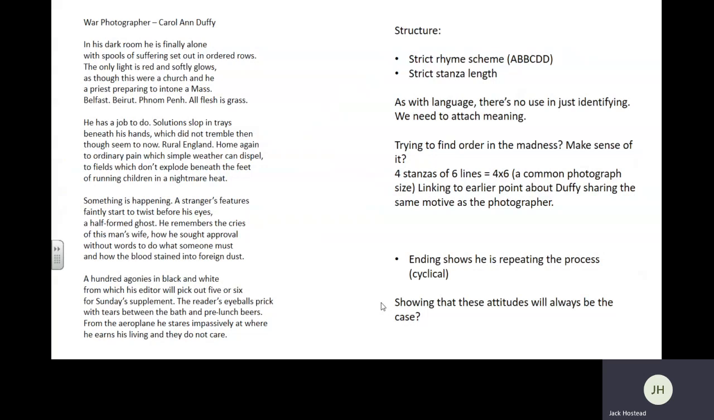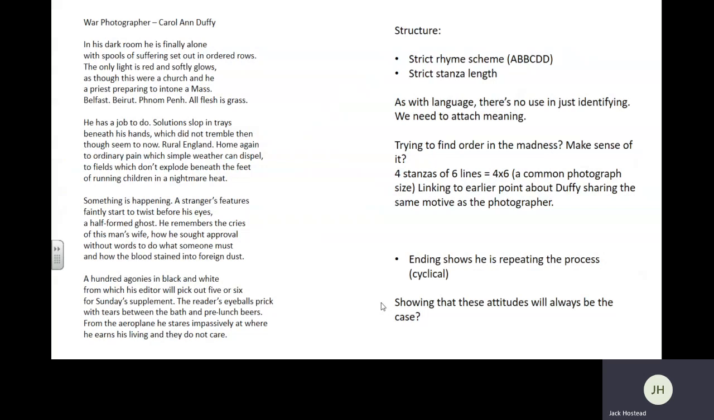So that was quite a bit of language analysis, but we don't just analyze the language. It's good to look at the structure as well, whether it be form, or here the rhyme scheme and the stanza length. So we see it's a strict rhyme scheme. You can probably pick out those rhymes that go all the way down, and it's a strict stanza length.